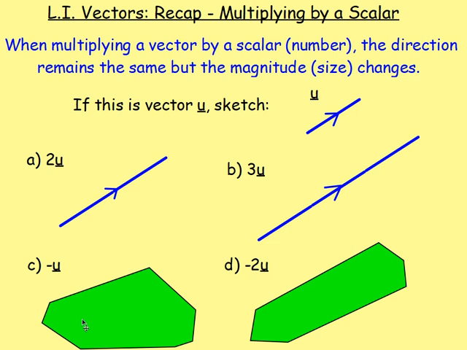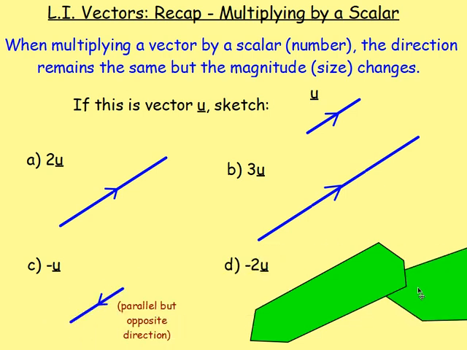What about negative u? Brilliant, well done. So for negative u, it would also be parallel to u, but it's going to be going in the opposite direction. So the size remains the same, but we're heading in the opposite direction there.